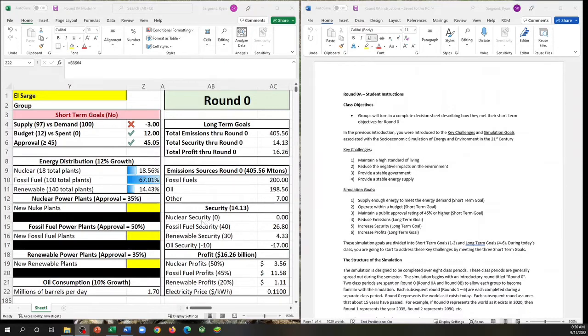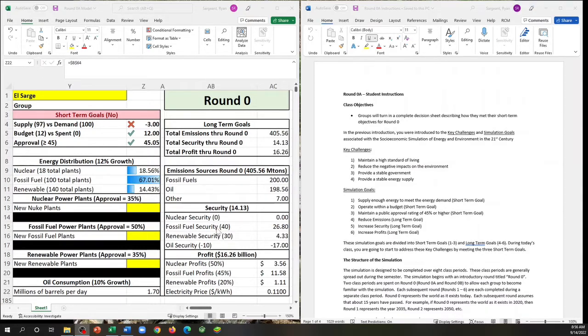Each different type of power plant has a different individual security score. The security score from nuclear power plants is 0. You may disagree with that on ideological principles, but it's just the number that I've assigned to the activity. The rationale is that for nuclear power, we don't really have a good plan in the United States for storing waste nuclear fuel. So for that reason, I've given nuclear power a score of 0.